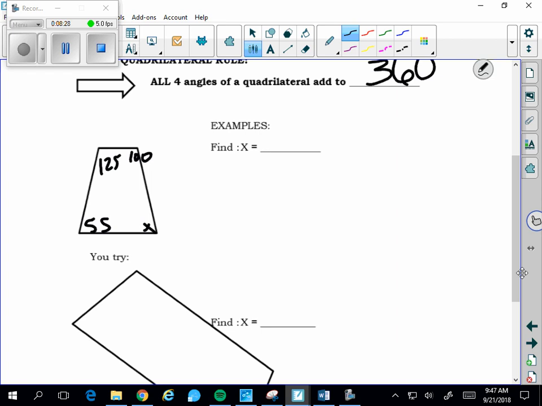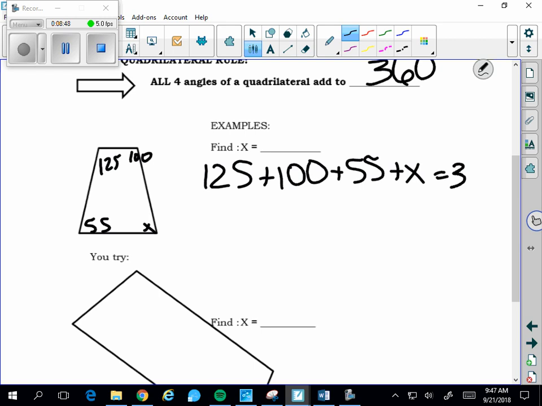I'll give you a second. Pause the video for a second so you can write down those measures. I'm going to set those up just like I set up the triangle sum theorem. So I'm going to say 125 plus 100 plus 55 plus x equals 360. And then I'm going to do that math out. X should equal 65.